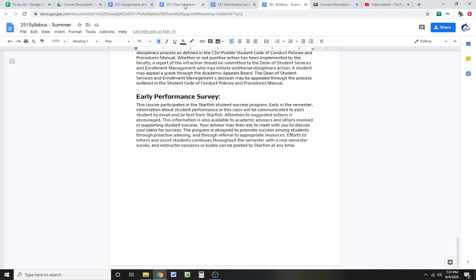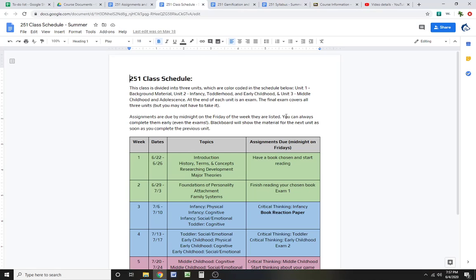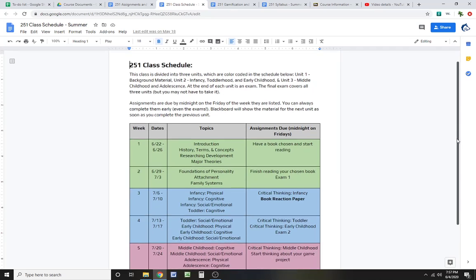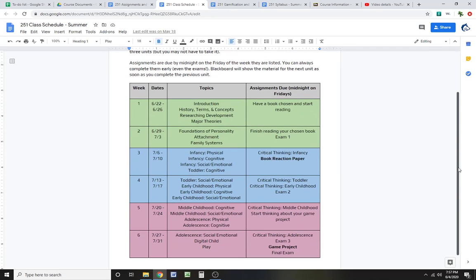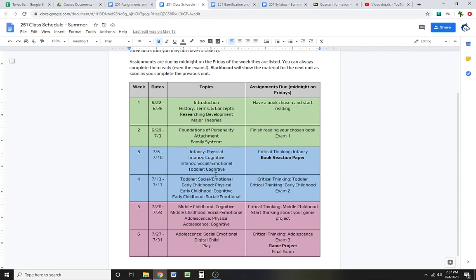Okay, the next one I want you to look at is the schedule. I have divided these by unit. Okay, so it's color-coded by unit. Unit 1 is green, Unit 2 is blue, Unit 3 is red. So I have everything divided by week rather than day. So here are the topics that I want you to cover. These are the videos you should watch on YouTube. And then over here, this is the assignment that's due by midnight on that Friday.